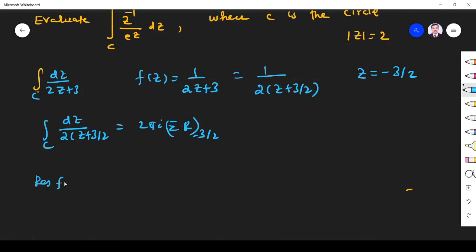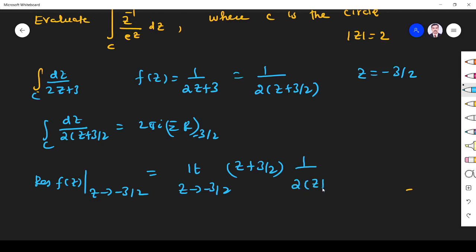The residue of f of z when z tends to minus 3 by 2 is given by the limit as z tends to minus 3 by 2 of z plus 3 by 2, that is z minus a, into f of z. f of z is 1 by 2 into z plus 3 by 2. So what will happen? This will be cancelling, so it is 1 by 2. So what is my residue? 1 by 2.